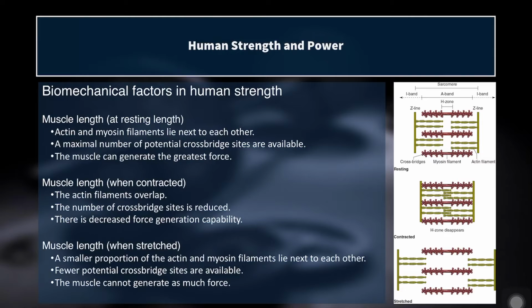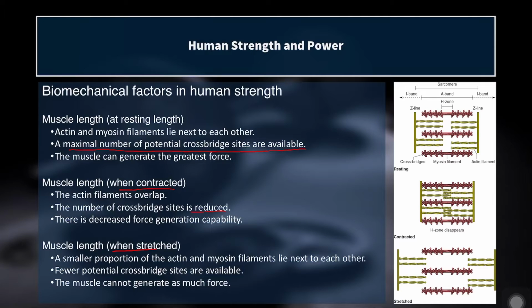Now, another factor is the actual length of the muscle, and we talked about this in a previous video, but muscles can develop different amounts of tension depending on how far they are stretched. So at resting lengths, the actin and myosin filaments lie next to each other, and a maximal number of potential cross-bridge sites are available. This is when the muscle can generate the greatest force, typically. Now, when a muscle is completely contracted, meaning it's run out of room to continue contracting, these filaments overlap. So we have a reduced number of cross-bridge sites.